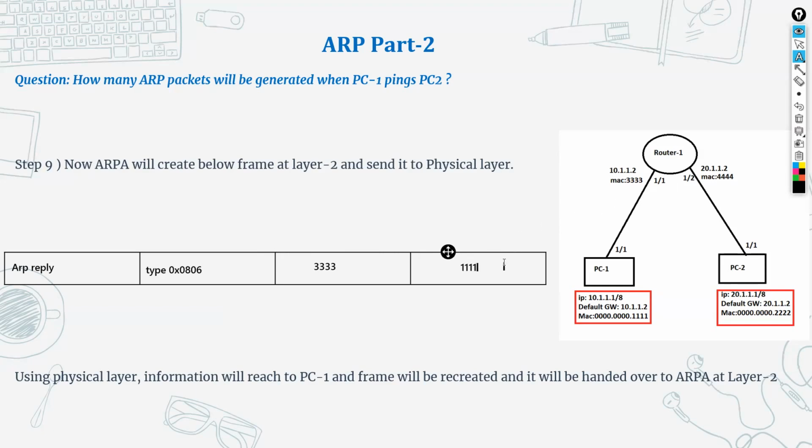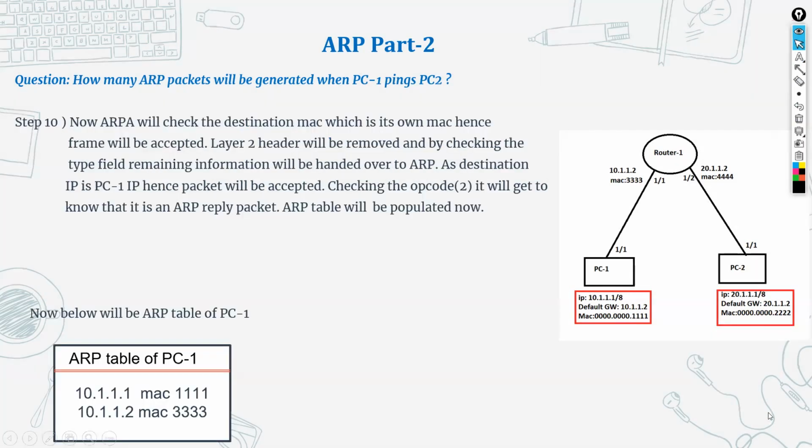And now it is going to send this particular information to the physical layer, and PC1 is going to receive it. The frame will be recreated, and now you can see the destination MAC in the frame is 1111, which is the PC1 MAC address. That is why the frame will be accepted. Now the layer 2 header will be removed, and again the same process will be followed.